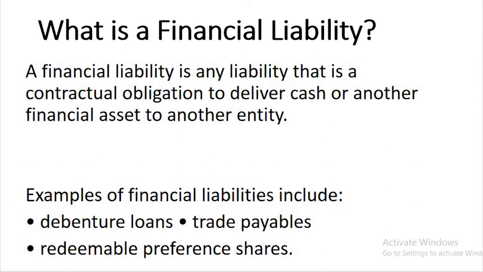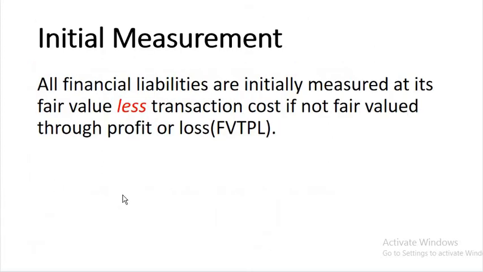Alright, so let's quickly move on. Initial measurement of financial liabilities. As I've already stated in my previous videos, this is the general rule for all financial instruments, and here we have it again. All financial liabilities are initially measured at fair value, less transaction cost, if not fair value through profit or loss. Fair value here is the price that will be received when an asset is sold or paid when a liability is transferred between parties in an orderly transaction. That is what the standard IFRS 13 defines fair value to be. So we measure all financial liabilities at that price.